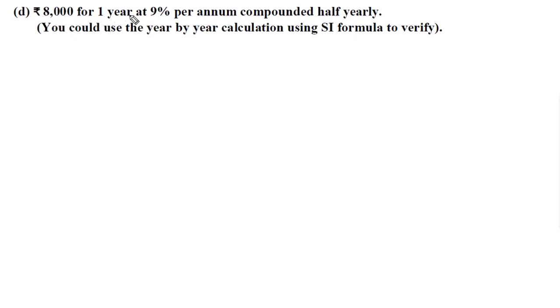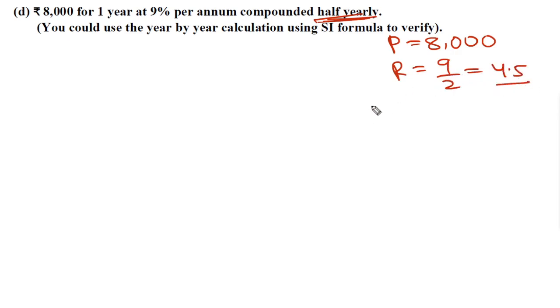8,000 rupees for 1 year at 9% per annum compounded half yearly. This is the important thing, compounded half yearly. So here again, principal P is equal to 8,000. Then time is 1 year. Rate of interest is 9% per annum, but compounding is half yearly. So R is equal to 9 by 2, which is 4.5. So we got R. Then time is 1 year, so how many times will it compound? In 1 year, 2 times. So N equals 2.